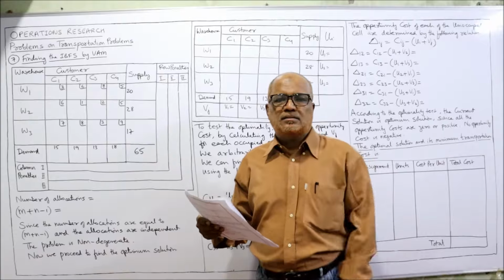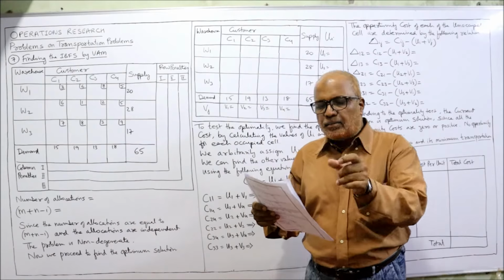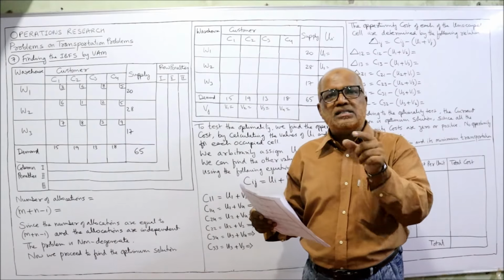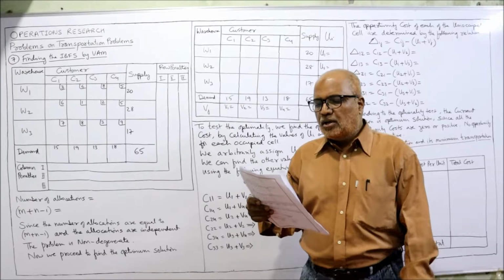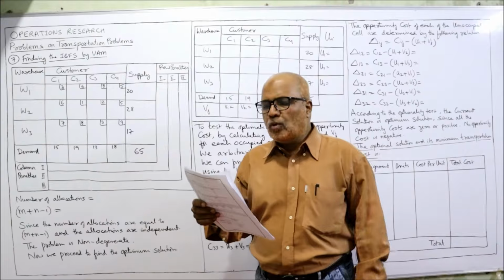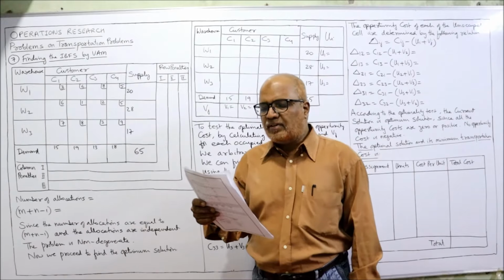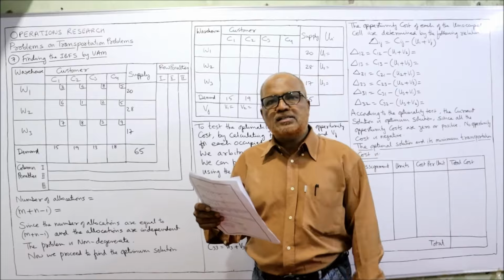These are the supplies. So we take the warehouses in rows and customers number 1, 2, 3, 4, the destinations, in columns. So here supply are 20, 28, 17. If you add up 20 plus 28 plus 17, it is 65. 65 is the total supply.